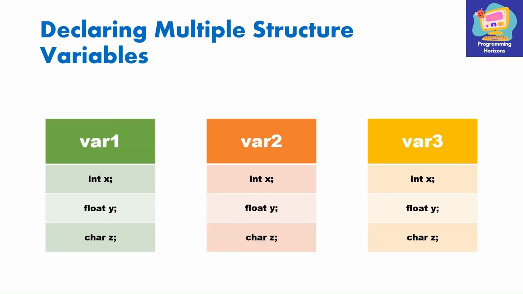So what happens here? As soon as we declare these 3 variables, space for each of these is reserved in memory. And as you can see here, var1 has space reserved for integer x, float y and char z. Same is the case with var2 and var3.